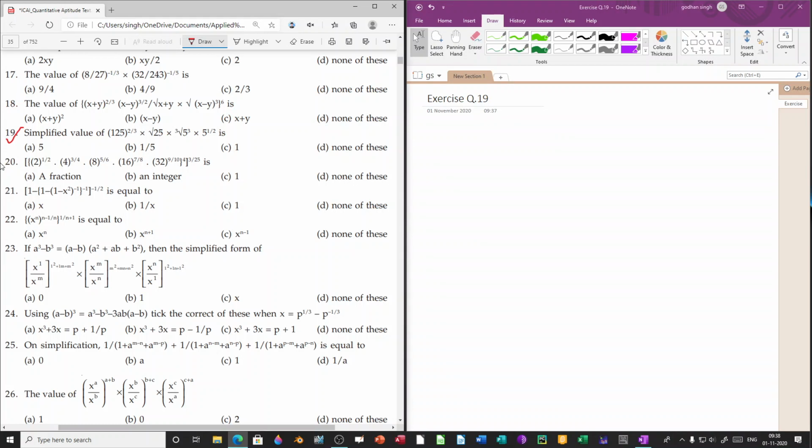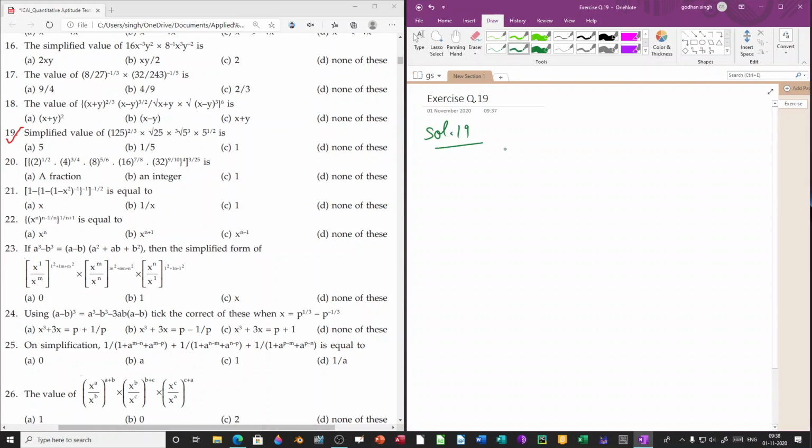Simplified value of 125 raised to 2 by 3 into square root of 25 into cubic root of 5 cube into 5 raised to 1 by 2 is. So we'll be solving question number 19. So solution 19 now. 125 raised to 2 by 3 into root 25 into cubic root of 5, actually it is 5 cube. So this 5 cube into 5 raised to 1 by 2.